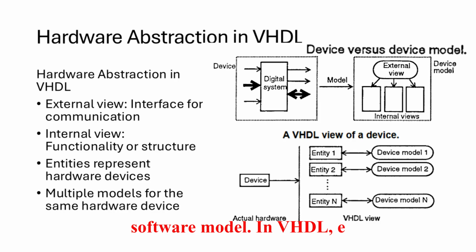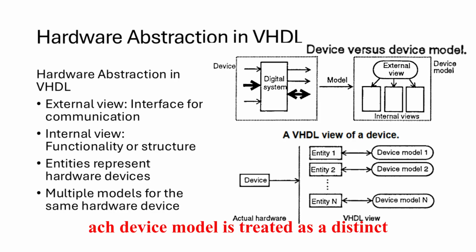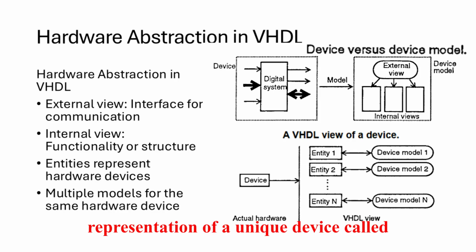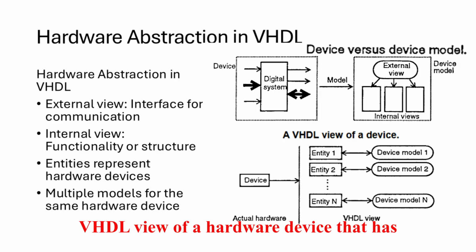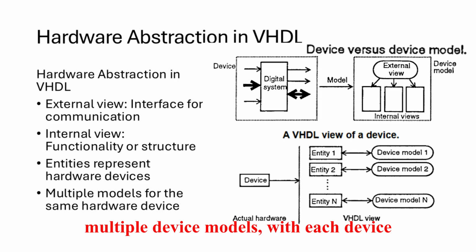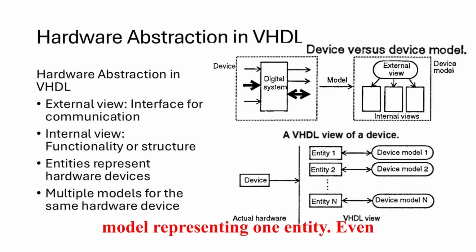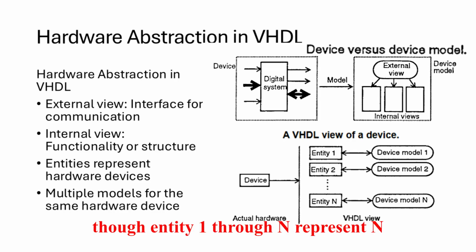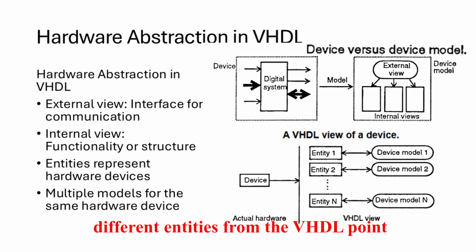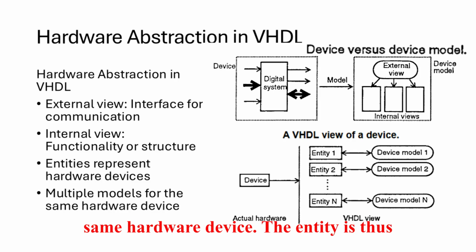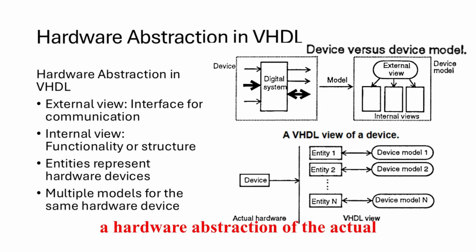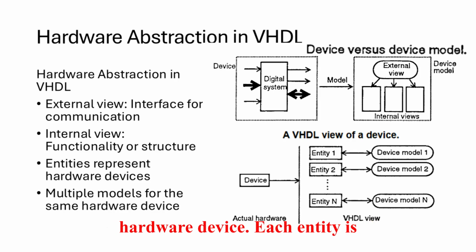In VHDL, each device model is treated as a distinct representation of a unique device called an entity. Second figure shows the VHDL view of a hardware device that has multiple device models, with each device model representing one entity. Even though entity 1 through n represent n different entities from the VHDL point of view, in reality, they represent the same hardware device. The entity is thus a hardware abstraction of the actual hardware device.